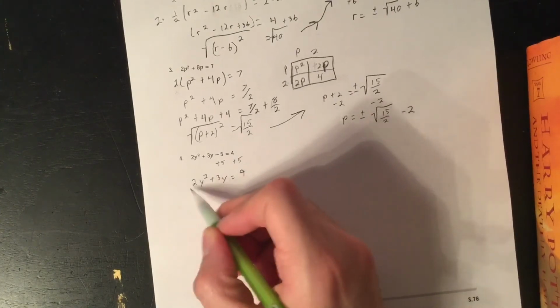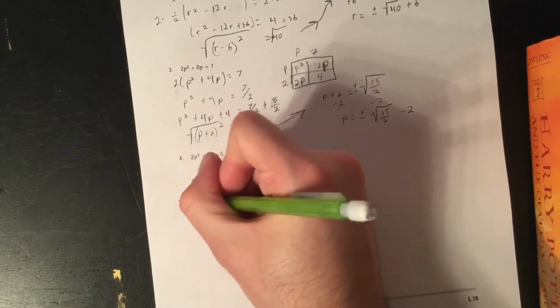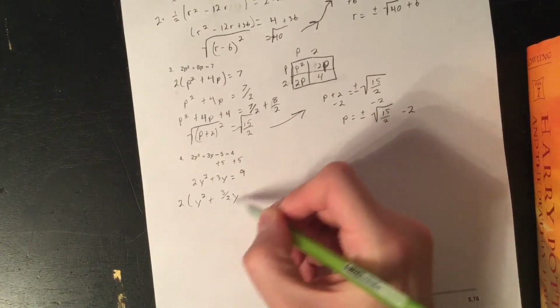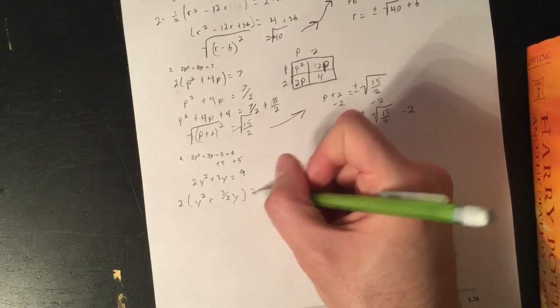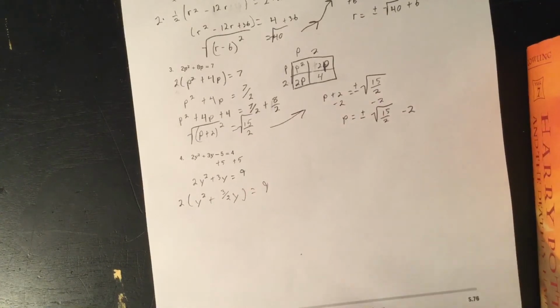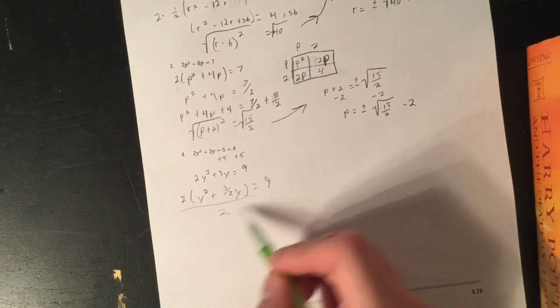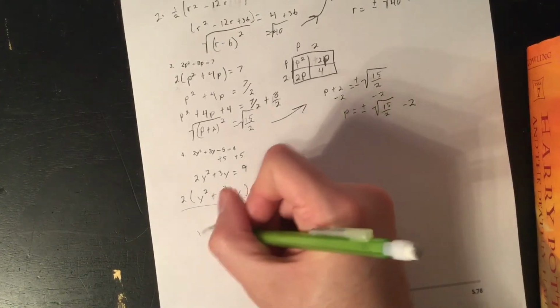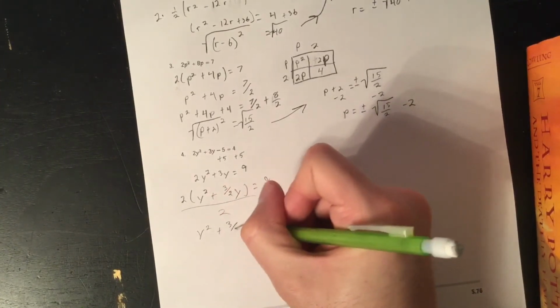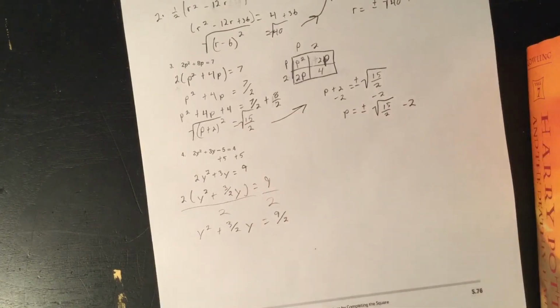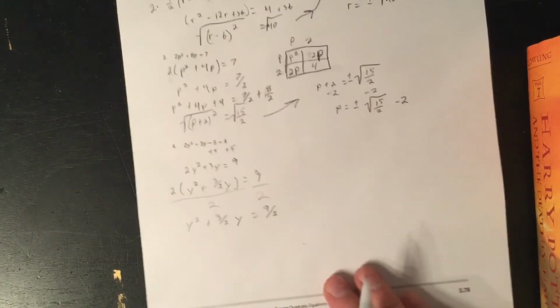Okay, and then we need to pull out this 2. So we're going to get 2y squared plus 3 over 2y, and then that's going to equal 9. So again, I just immediately want to get rid of this. That way it's easier to work with. Divide by 2, divide by 2. Y squared plus 3 over 2y equals 9 over 2. If you want to write 4.5, that's fine. If you want to make that 1.5, that's fine as well.